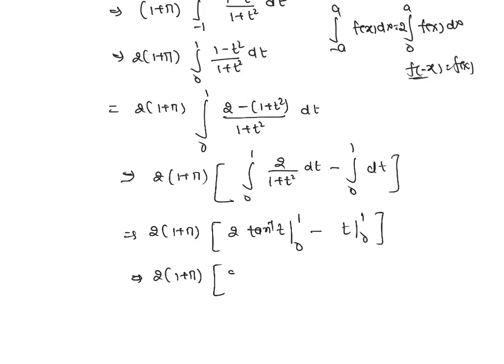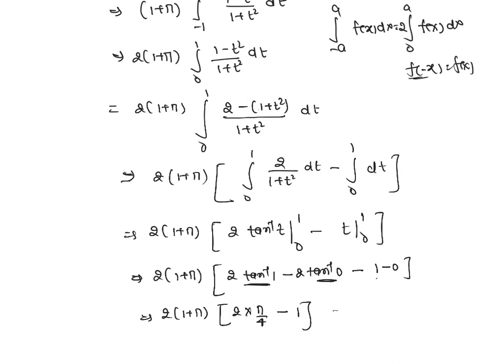Correct? So 2 into 1 plus pi, in bracket 2 tan inverse 1 minus 2 tan inverse 0 minus 1 minus 0. Correct? So 2 into 1 plus pi as it is, in bracket 2 tan inverse 1 is pi by 4 minus tan inverse 0 which is 0, and minus 1. So this will come out as 2 into 1 plus pi, bracket pi by 2 minus 1. This is your answer.